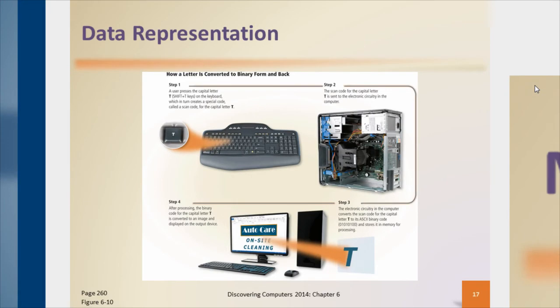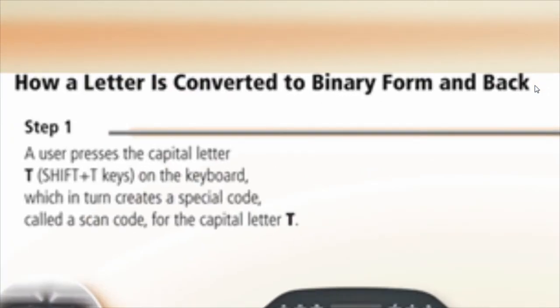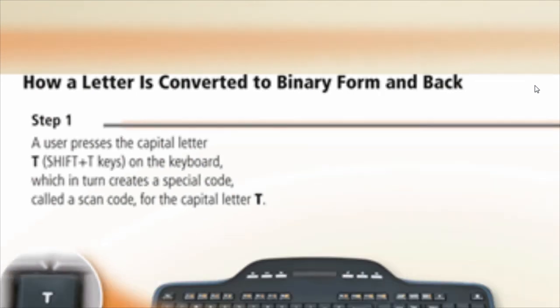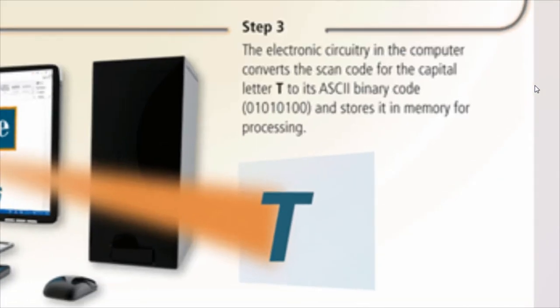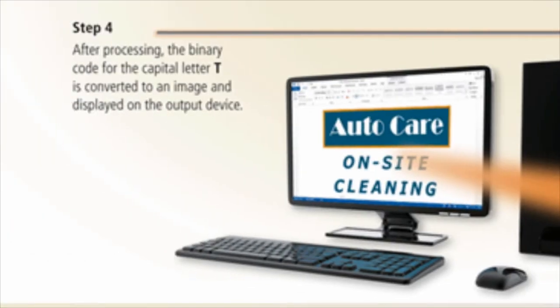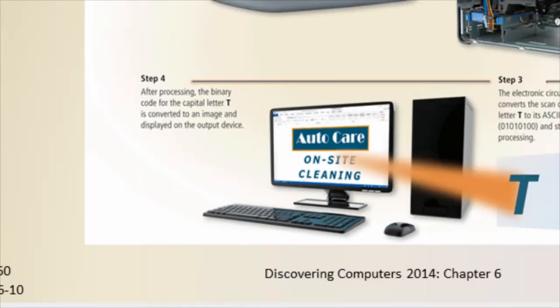So again, how does that process actually work? When we type in the key, in this case, if we type in the letter T on the keyboard, the key is going to convert that signal into a special code called a scan code. That scan code is going to be processed by the circuits inside the computer itself, and it's going to be compared against an ASCII table. That scan code is then going to be converted into that binary code, and that binary code can then be processed for however we're going to deal with it internally, whether we're going to send it to an output device, store it, print it, or whatever.